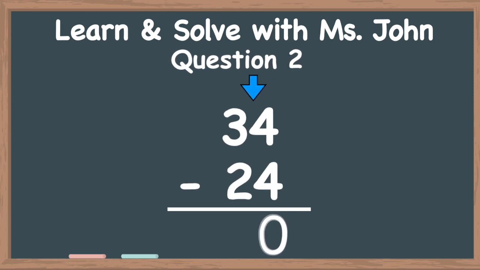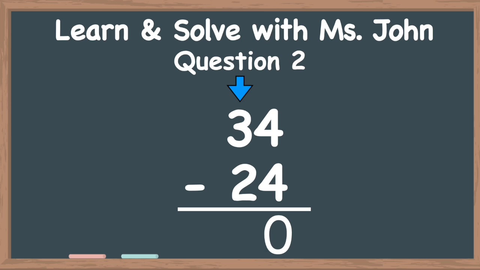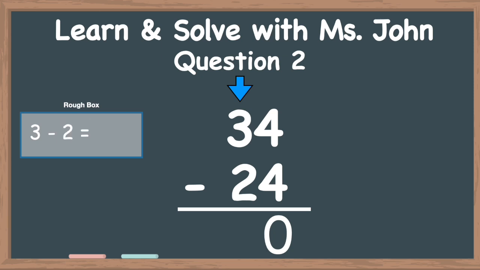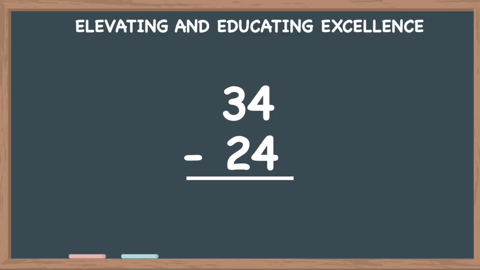Now let's subtract the numbers in the tens column. So let's draw the rough box. In the rough box, we're going to write 3 minus 2. 3 minus 2 equals 1. Now we're going to write the 1 in the answer section of the tens column. So the answer for 34 minus 24 equals 10. Again, 34 minus 24 equals 10.